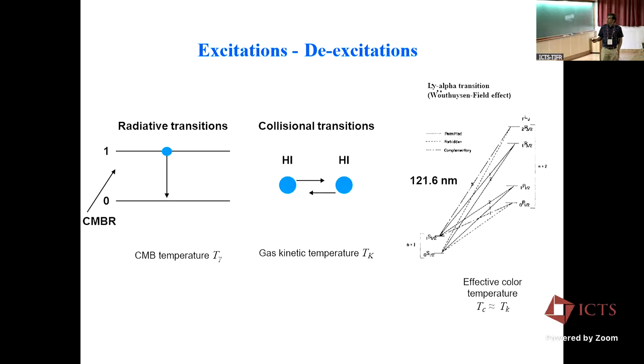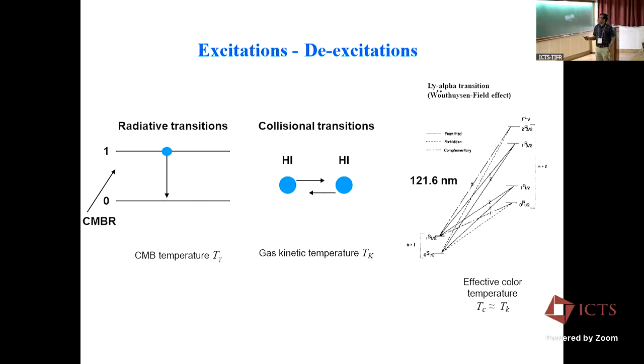You also have collisions. So there are collisions between hydrogen atoms, hydrogen electrons, and hydrogen photons, right? And these are thermal collisions. If you have a thermal gas, they collide with each other, right? Now, if you have these collisions, an atom can go from singlet to triplet and triplet to singlet state. So apart from these two processes, there is another process called Lyman alpha transition.